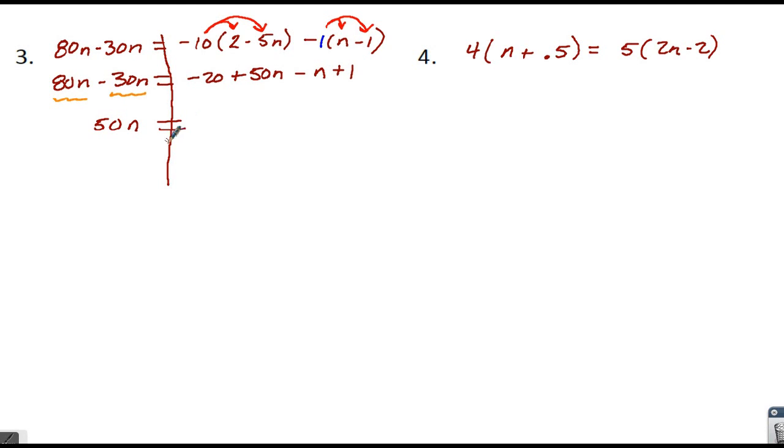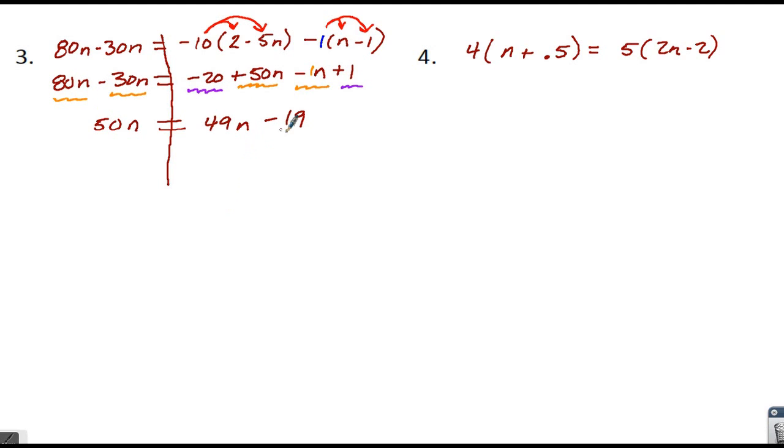And that's going to equal to, well, let's see what we can combine here. Well, we can combine the 50n minus the n, or 1n, if you want to put a 1 right here. So 50 minus 1 is going to give us 49n. And then we're going to go ahead and take the -20 and the plus 1. -20 plus 1 is going to give us -19. Alright, so now we've simplified both sides of the expressions. We've combined terms on the left side and the right side.